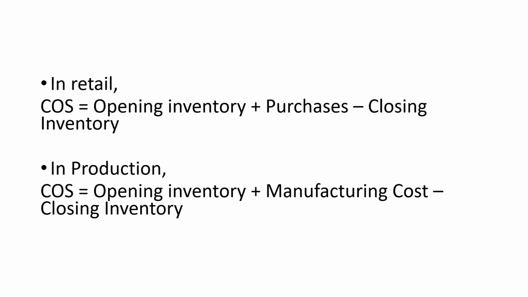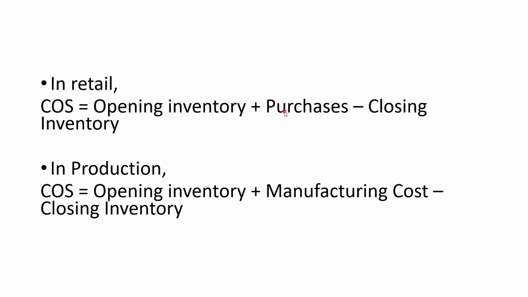So in a production company, obviously you don't have purchases. Normally in cost of sales, in a normal retail company, you have this purchases part because that's what you're doing. You're buying and you're selling, and whatever remains at the end of the year, you subtract and you get the cost of sales. But here there are no purchases.